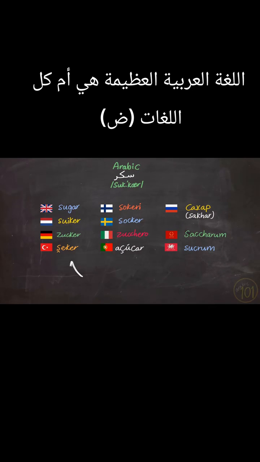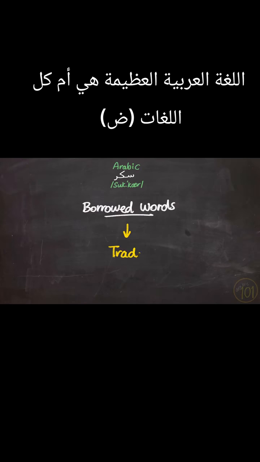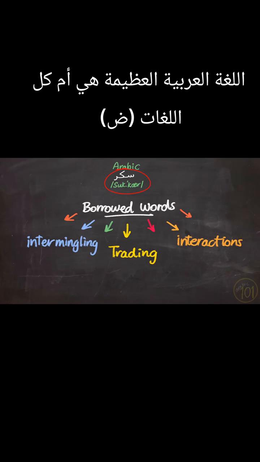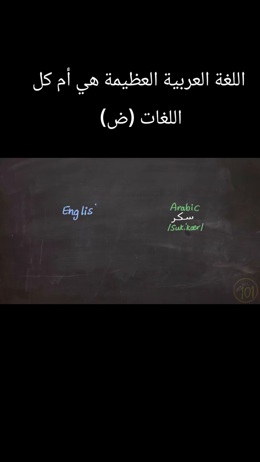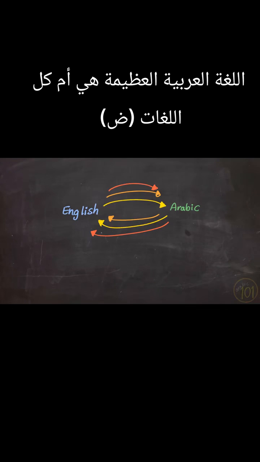But this could just be explained by the fact that languages borrow words from one another, right? Borrowing words happens with trading, intermingling, and this kind of interaction. So sugar, sukkar, being a commodity, makes it very likely that it is just a borrowed word and nothing more. However, while languages do indeed borrow words from one another, when we say borrowed words, we think maybe 1, 2, or even a dozen words were borrowed from another language.